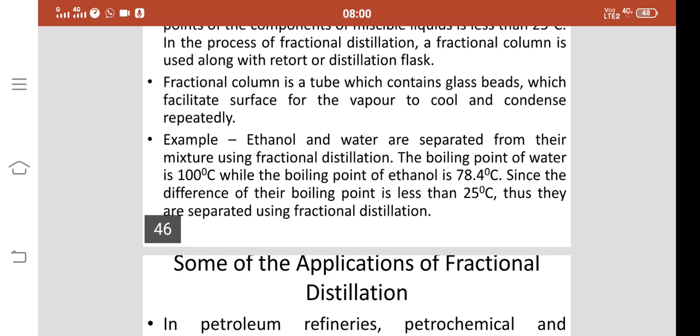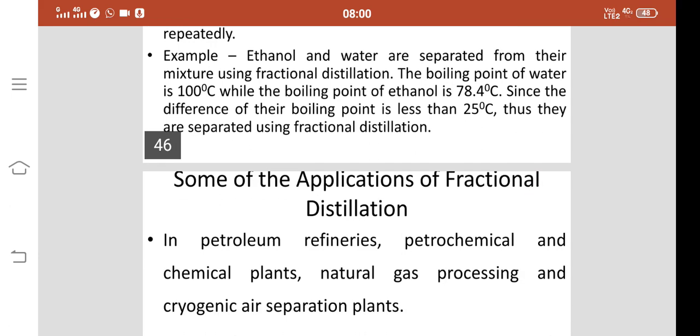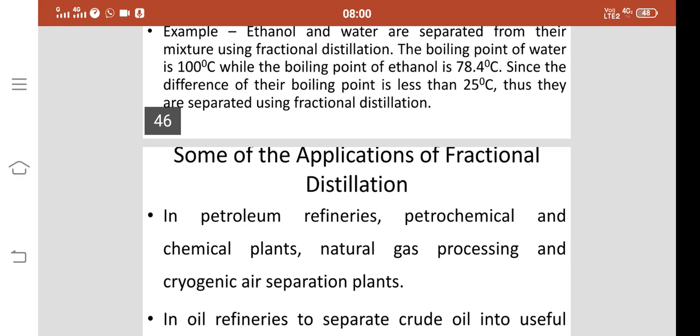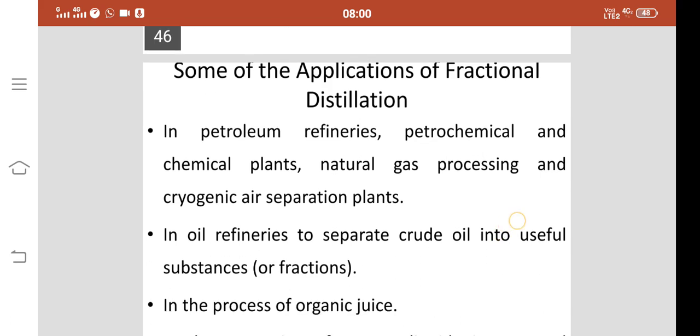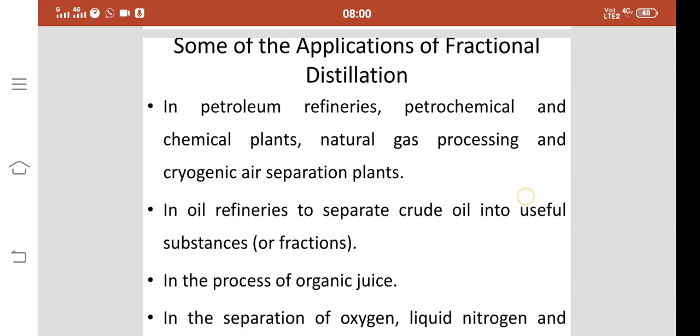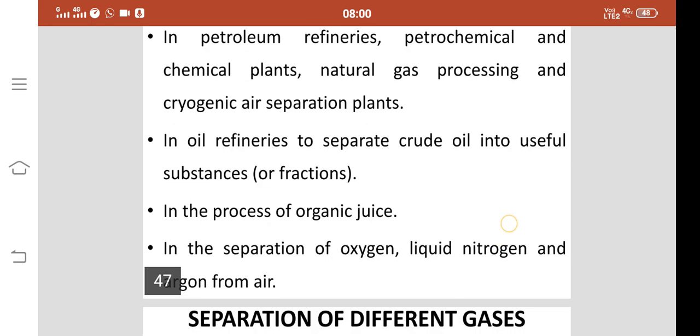Now some of the applications of fractional distillation: in petroleum refineries, petrochemical and chemical plants, natural gas processing and cryogenic air separation plants, in oil refineries to separate crude oil into useful substances, or you can say fractions, in the process of organic juice, in the separation of oxygen, liquid nitrogen and argon from air.